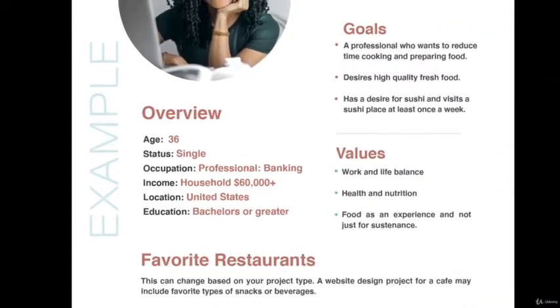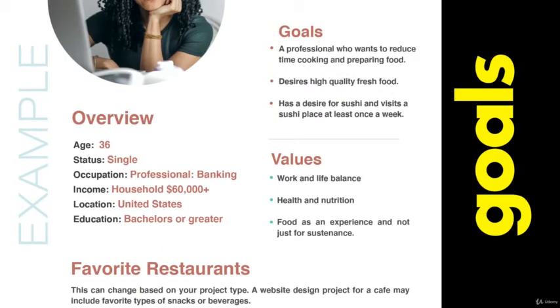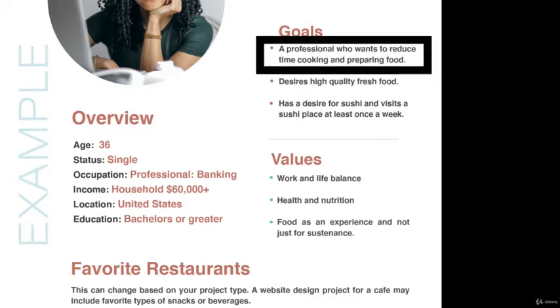So another thing I like to do is talk about their goals in life. What are their goals? This is when it gets a little bit more creative, that you're writing a story for her. She's more than just facts. She's more than just statistics. There is a real person who has goals, insights, and passions in her life. And this is where we want to write and craft that story. So for goals, just an idea is a professional who wants to reduce time cooking and preparing food.